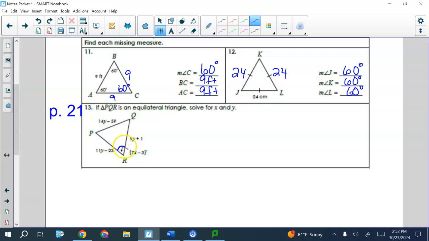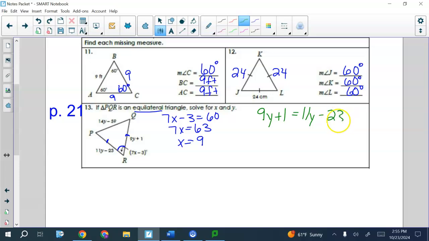So just remember, in an equilateral triangle, all angles are 60. So we can use that right away for that next example to figure out what x is before we get started. We can take 7x minus 3 and set it equal to 60, since all angles are 60 in an equilateral triangle. So 7x equals 63. Divide by 7 would be 9. For the sides, you can set any of the two sides equal. So I picked 9y plus 1 and 11y minus 23. And then if you solve that, you end up getting y to equal 12.